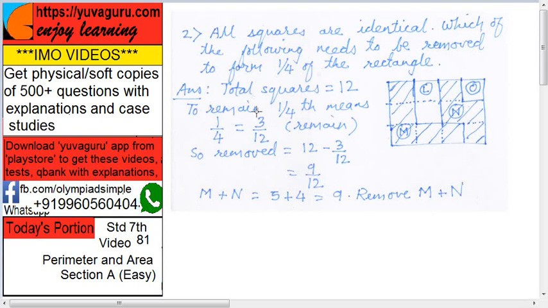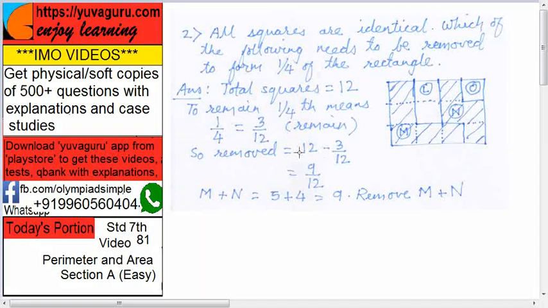You want 1/4. So it should be what? 4 into 3, 12. So 1 into 3, 3. So it should remain 3 upon 12. 3 upon 12 should remain. Remain means to remove how much then? 12 minus 3 upon 12.